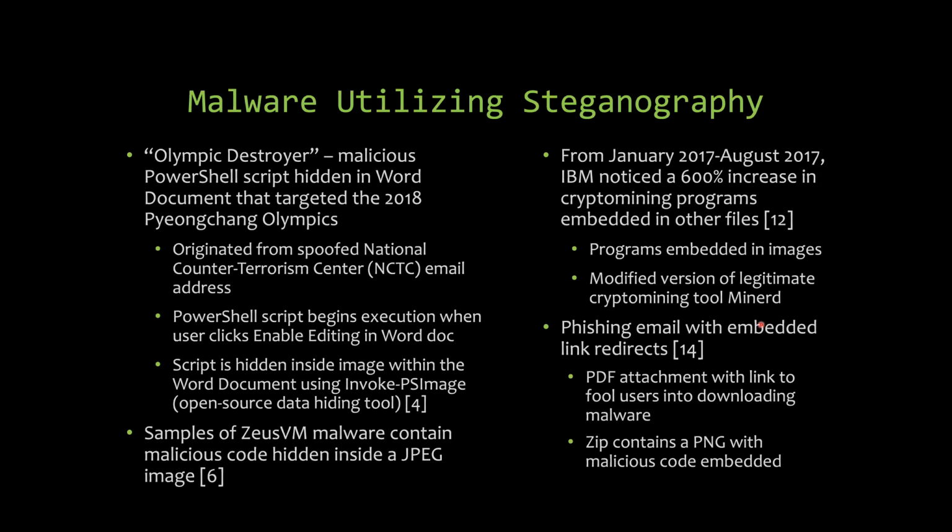And then finally, phishing emails with embedded link redirects. So you could attach a PDF from an address, whether it's a spoofed email address, as in the Olympic Destroyer example, or really any others, to have a user open a PDF, for example, and it contains a link that appears to go to a legitimate site. But then the user clicks the link and is redirected to a malicious site that downloads a zip file, for example. The zip has a PNG with a malicious program detected, and then that code is automatically executed as the PNG is opened on the system, all without the user having any knowledge of this whatsoever.